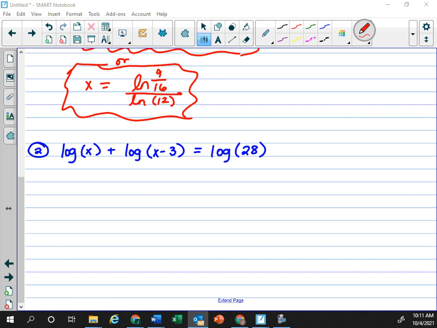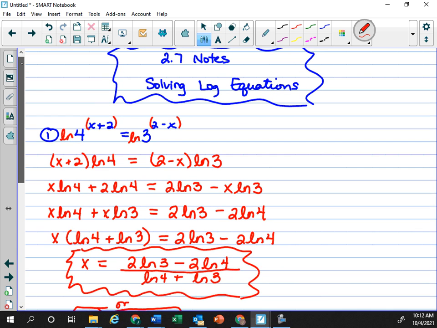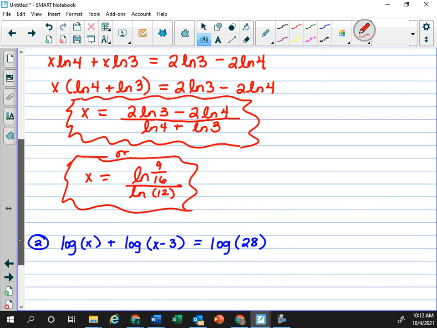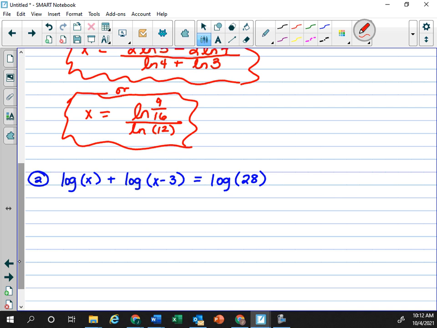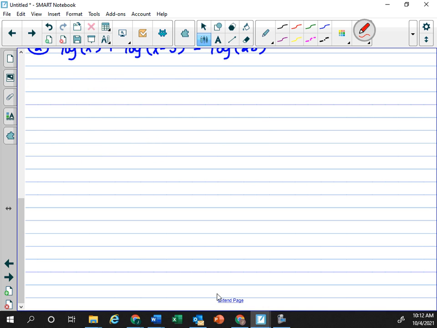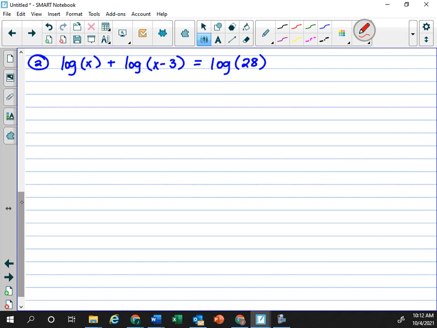All right, guys. So again, different setup. You can see how question 2 looks totally different from question 1, right? With logs, there are so many different ways that the question can be presented. You have to be able to look at it and go, oh, okay, I should try this approach on this problem. What we're going to do here is use some of our properties and condense this.